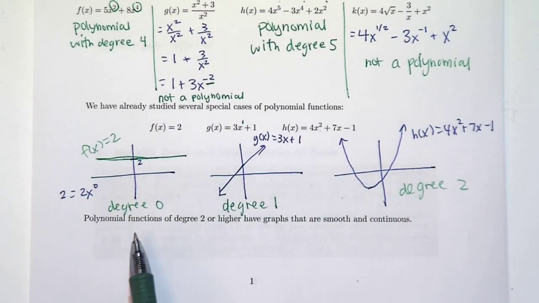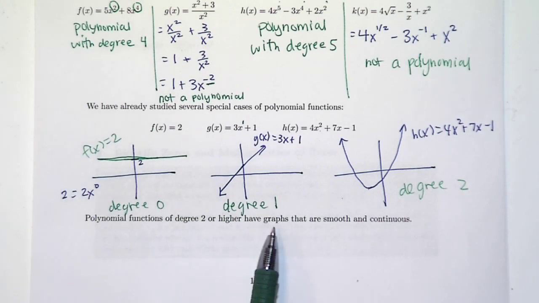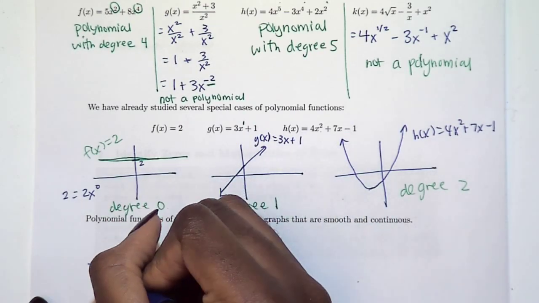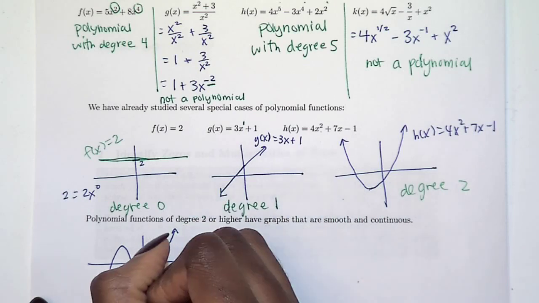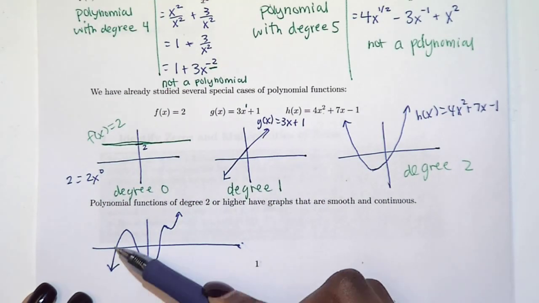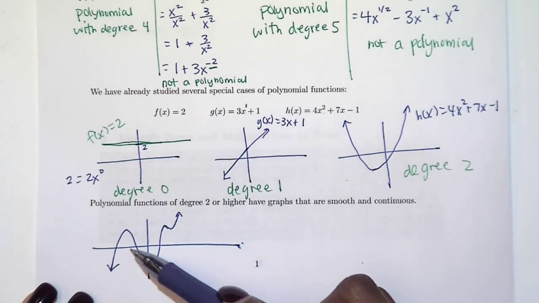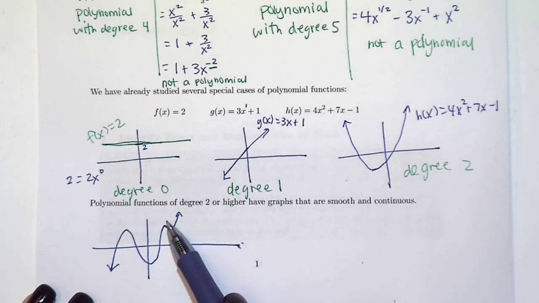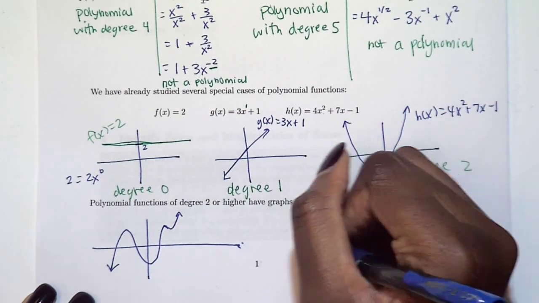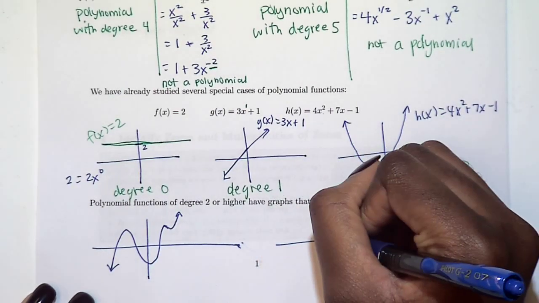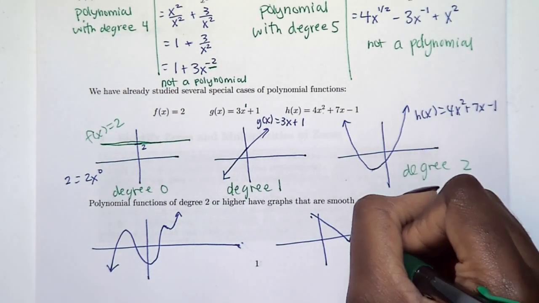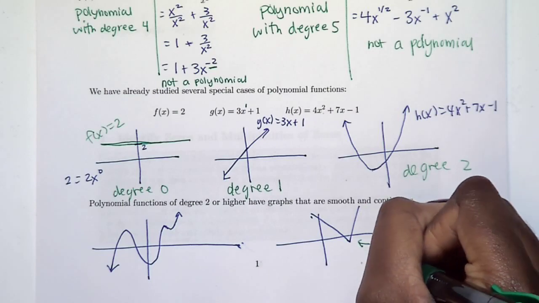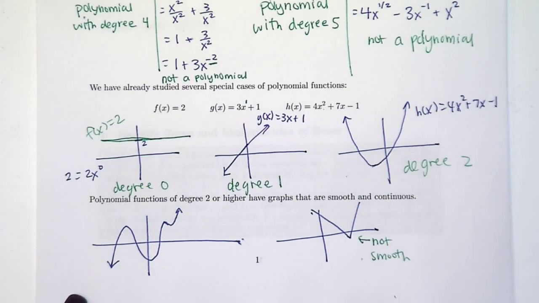all polynomials. The only thing is polynomial functions of degree 2 or higher have graphs that are smooth and continuous. So for example, something that looks like this. It's continuous because I can follow it along without lifting up my pencil, and it's smooth. It doesn't have any sharp corners. Something like an absolute value. This is not smooth. So it's not a polynomial.